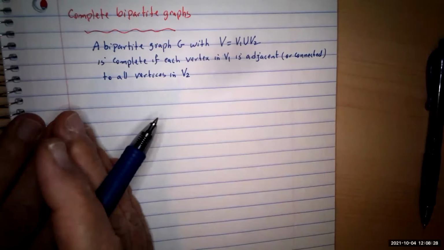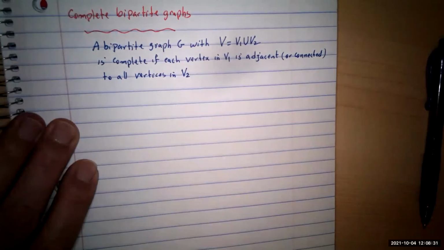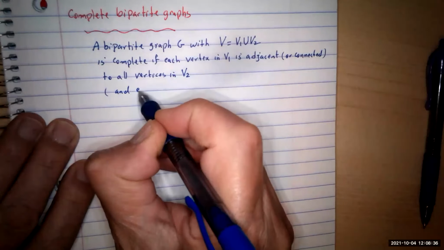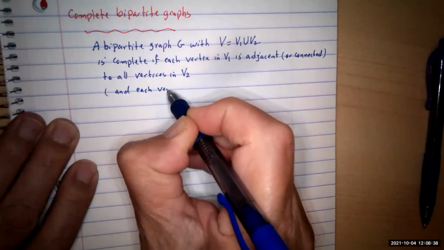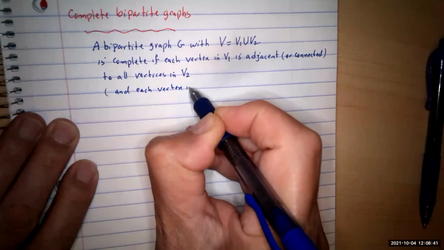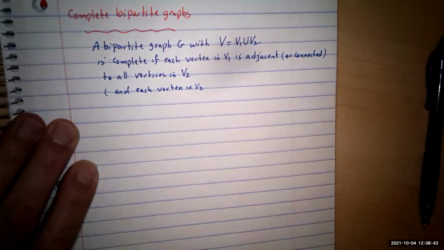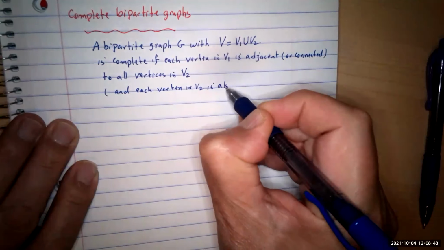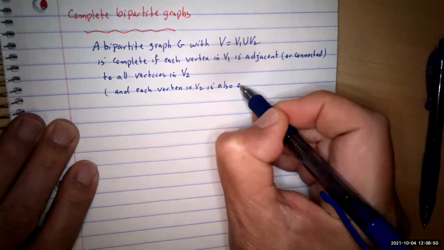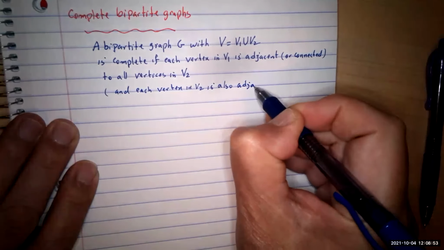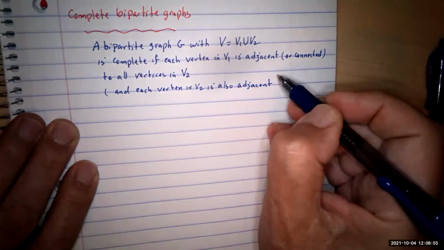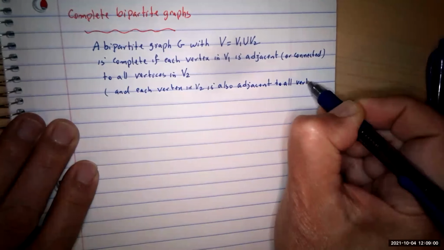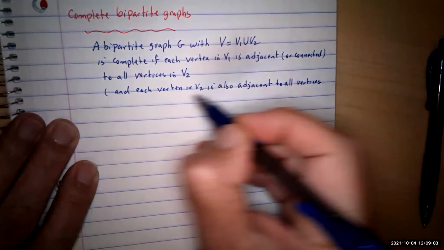From the first group, you have to be connected to all of the other one, or the other way around, vice versa. And if you like, you repeat it again. Each vertex in V2 is also, it's going to automatically happen, also adjacent to all vertices in V1.